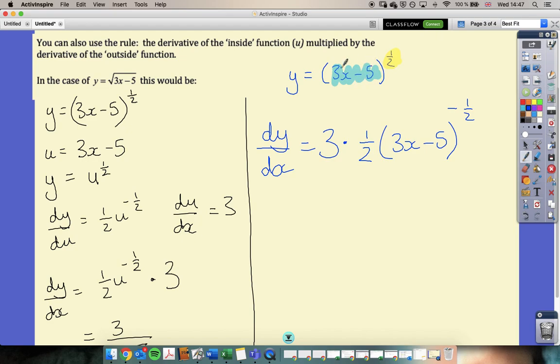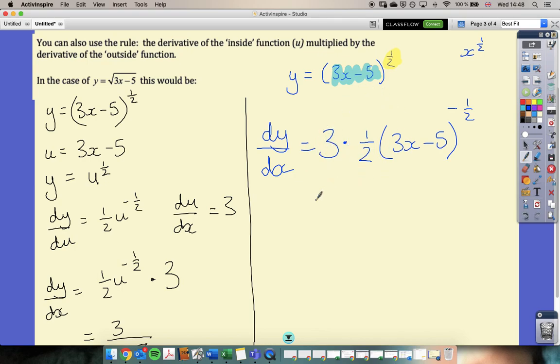You'll notice I've just kept this the same. I've ignored the fact that there is a function here, and I've just treated it as if it were just x to the power of a half. That is what our outside function is doing. It's just raising something to the power of a half. So I've multiplied by the power, and I've reduced the power by 1, and I've just ignored that there's this function here. The way we're dealing with that function is we've differentiated it over here.